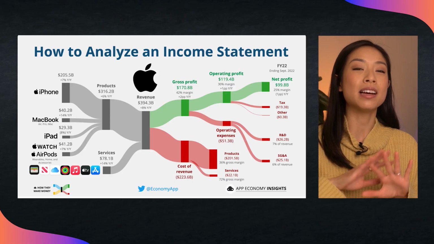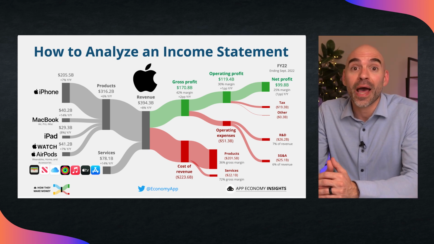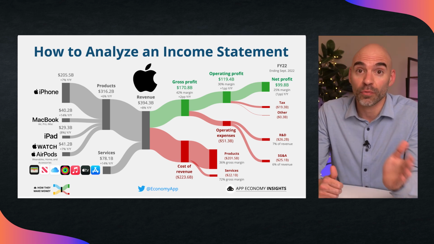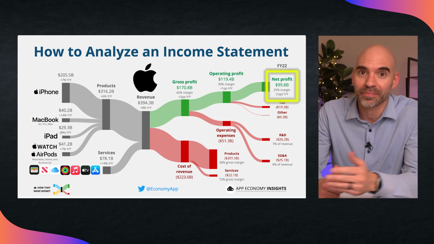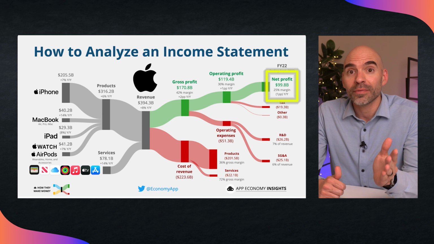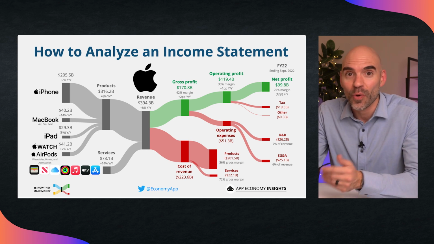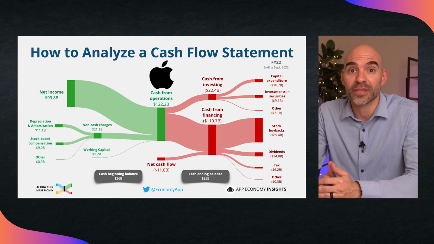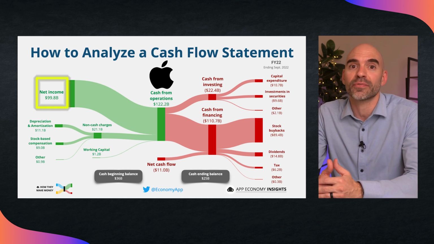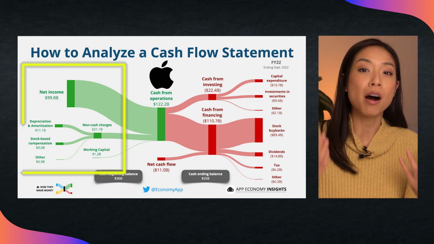Let's use Apple, the largest company in the world, as an example. In a previous video, we covered Apple's income statement, showing revenue minus expenses and how we end up with net profit or net income. It's in the top right. Well, the cash flow statement starts where the income statement ends, with the net income. If we switch to the cash flow statement, you can see the net income as a starting point in the top left of the chart. So let's cover the first section, which is the cash from operating activities.